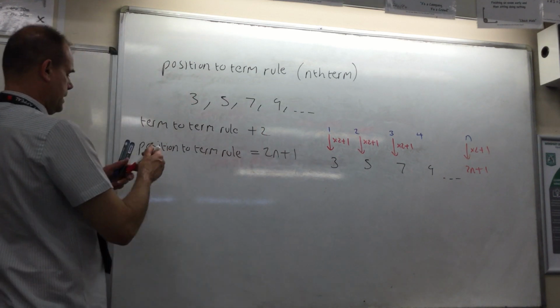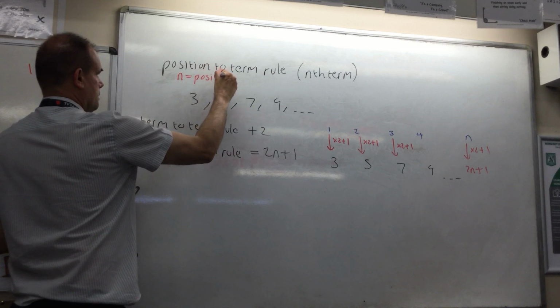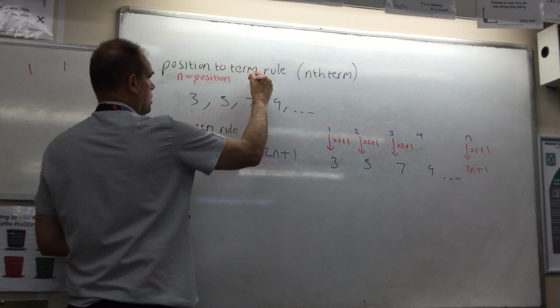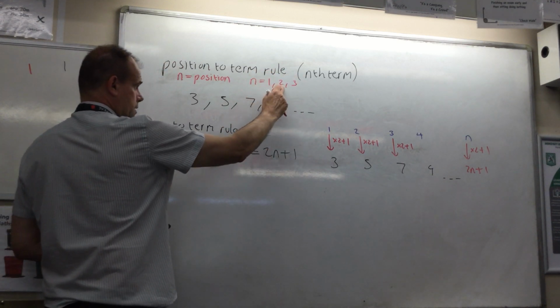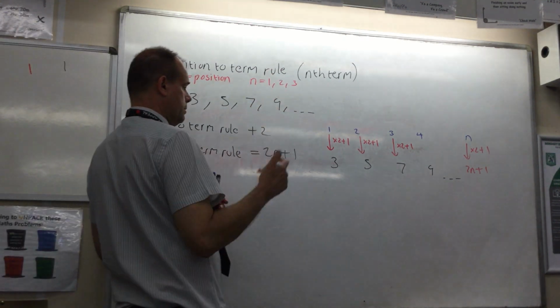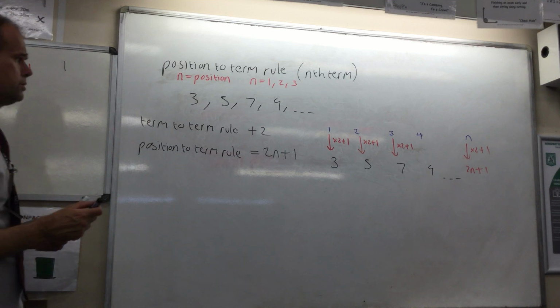Okay, make that clear at the top here. n equals the position. When you use the position to term rule, or nth term, n equals 1, 2, 3. So if you want the first term, you put 1 in. If you want the second term, you put 2 in. You put 3 for the third term. If you want the 100th term, you just put 100 into the formula. It takes you there straight away, much faster than the term to term rule.